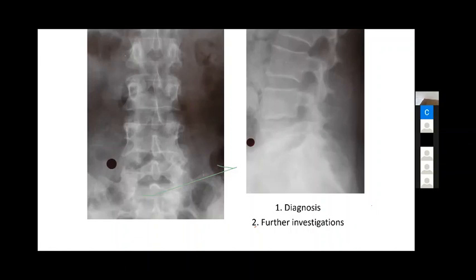But from the imaging point of view, CT of abdomen and thorax, and the MRI scan of the whole spine. So if it is in one area, don't just do the lumbar spine alone. Get the whole spine, as it is more likely to have multiple metastases. And the treatment, I'm probably not going to discuss now, and it's probably too late.